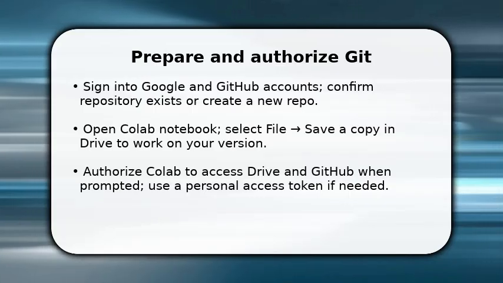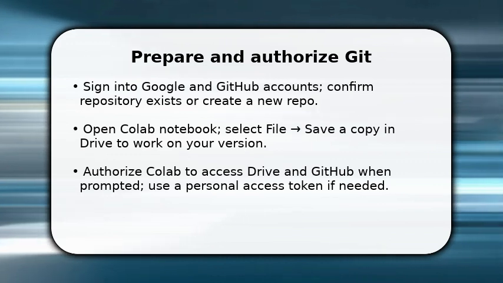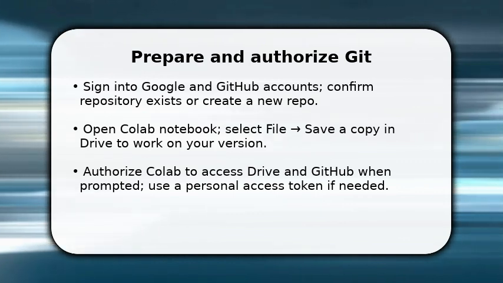You start by confirming accounts and repository access so you don't hit permission errors midstream. Open your Colab and save a copy in Drive to preserve the original. Once done, authorize Colab to access Drive, and when exporting to GitHub, provide your GitHub username plus a personal access token if required. You do this now so commits will attach to your account.